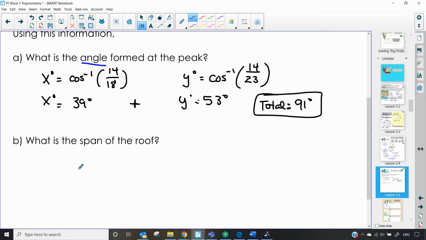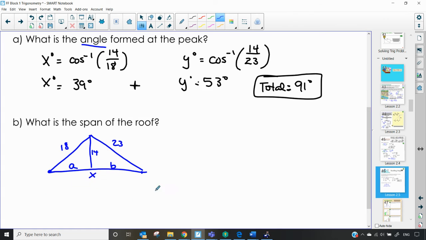All right, now the next question asks for the span of the roof. Because our diagram is up higher, I'm just going to redraw it here. We know that we have 14 here. I know there's measurements, I'm not worried about the measurements right now. We have 14, 18, and 23. We're being asked for the span of the roof. So we're being asked for this distance here. And so ultimately we need to know the distance between those 2 points. So I'm going to use A and I'm going to use B.